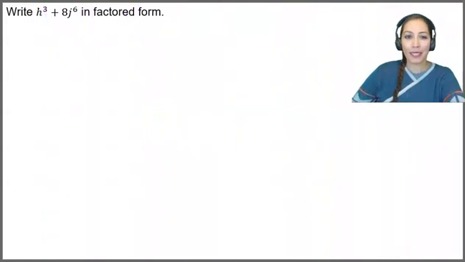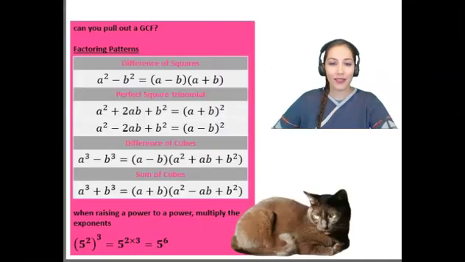Write h cubed plus 8j to the 6th power in factored form. How do I write a polynomial in factored form? My teaching assistant Chloe is here with her latest cheat sheet notes.